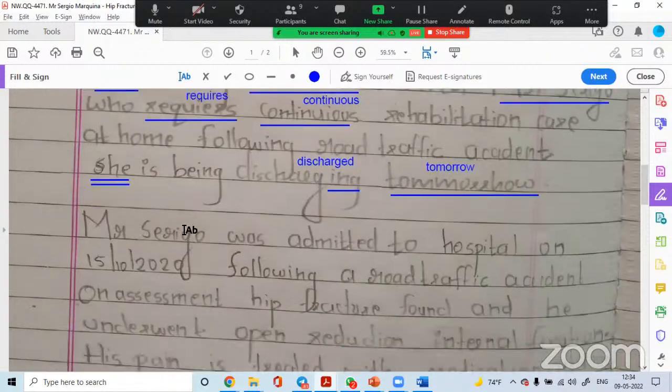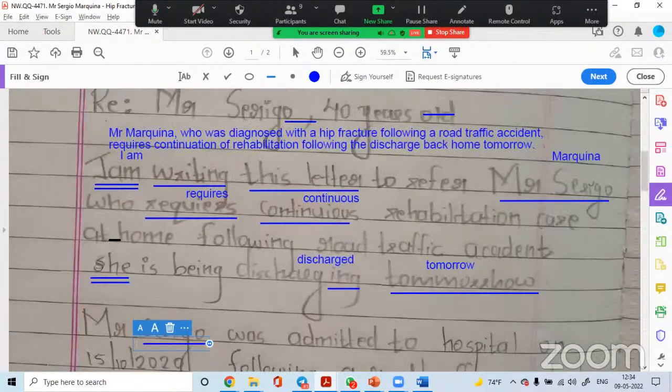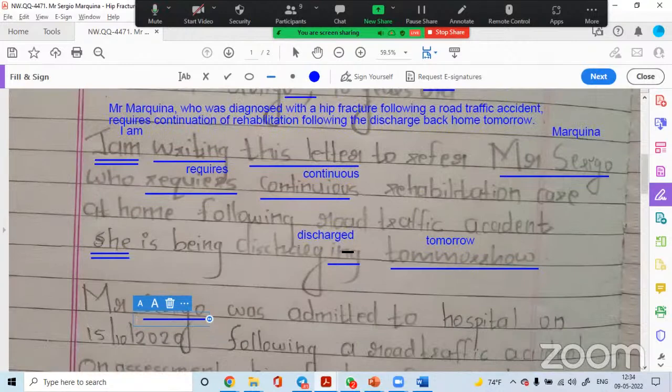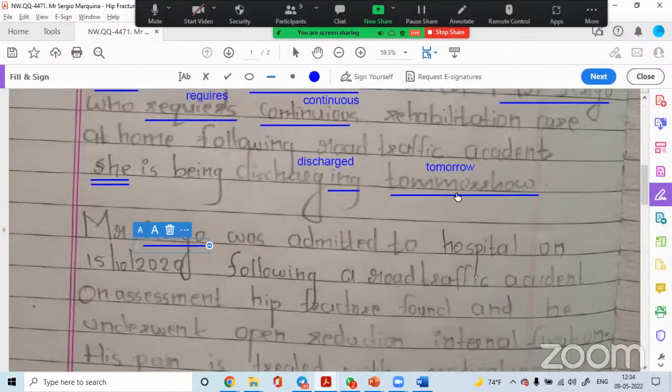Right, Mr. Marquina. So now you have given me a confusion whether it is Mr. or Mrs. or Miss or whatever it is, because you are saying he, she here. So be careful. Here the spelling of accident is not very clear.